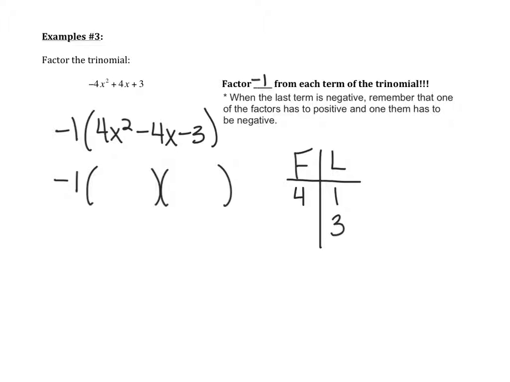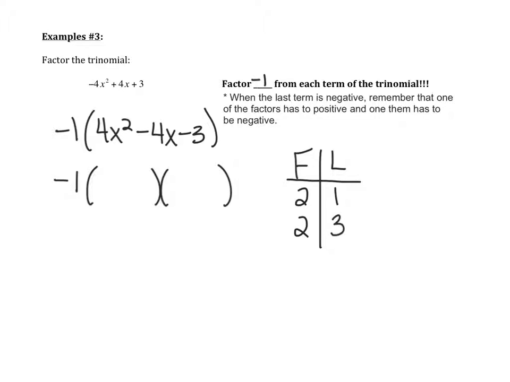Let's put the 4 here and the 1 here. 4 times 1 is 4, and 1 times 3 is 3. And remember, one of these numbers has to be negative. But even if I made one of them negative, I still would not get that negative 4 that I want in the middle. So let's try our next option. The only other option I have for the factors of 4 are 2 and 2. So we're going to put a 2 here and a 2 here.